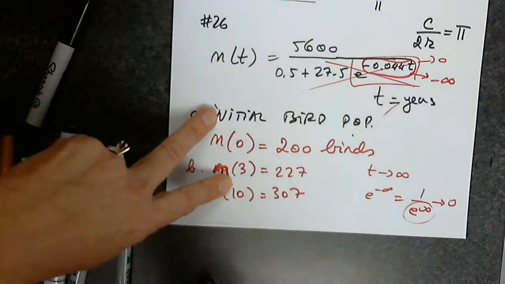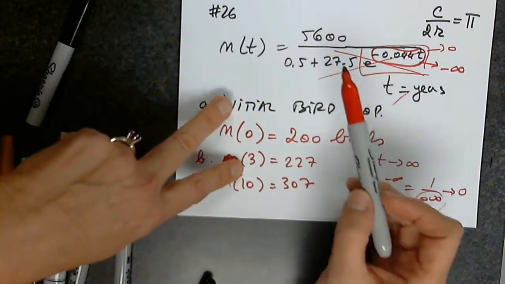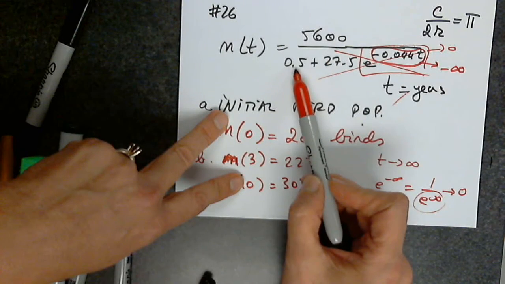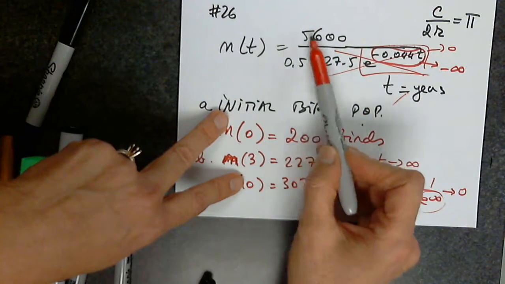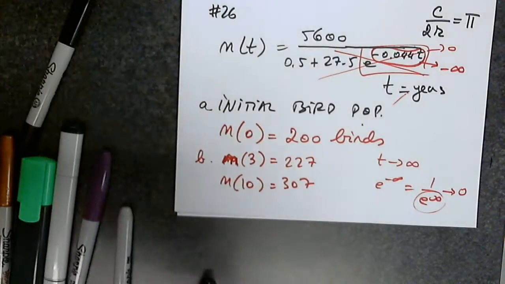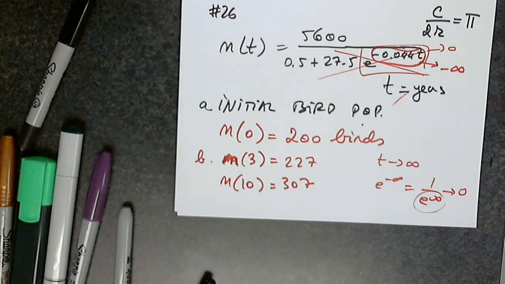And now I see, I had to divide by 0.5. It's correct. Everything is correct. So 5,600 divided by 0.5. How much is that? Well, it's 5,600 times 2. And that's exactly what we're getting. So now no matter what I do, it will never go above 11,200. That's the limiting size of the population.